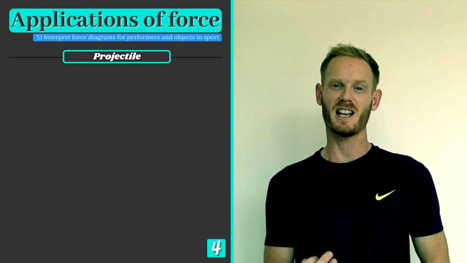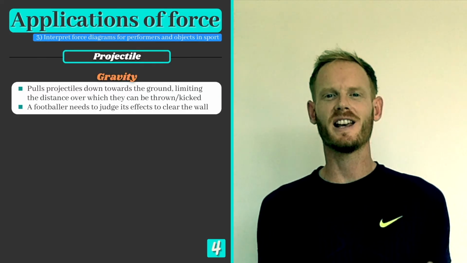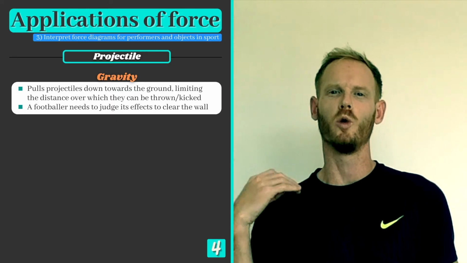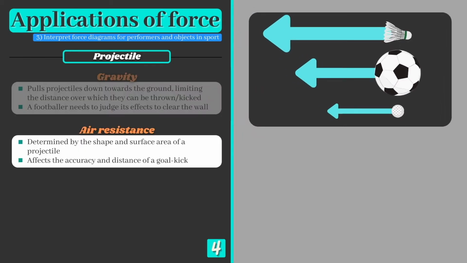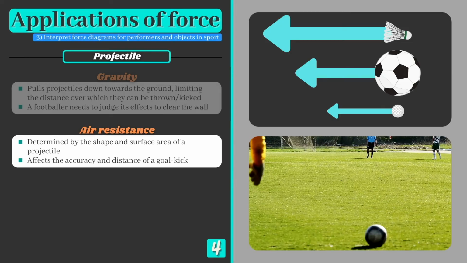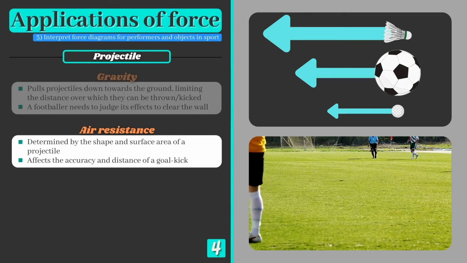Finally, we'll examine the effects of force on an object in flight, otherwise known as a projectile. When we take a free kick in football, gravity will pull the ball downwards towards the pitch. The free kick taker therefore needs to judge the correct height and pace so that the ball clears the wall and drops in time to hit the target. The shape and surface area of a projectile will influence the amount of air resistance it encounters. Because of this, the air resistance acting on a football is greater than that acting on a golf ball, and has a significant impact on the distance and accuracy that can be achieved from a goal kick.